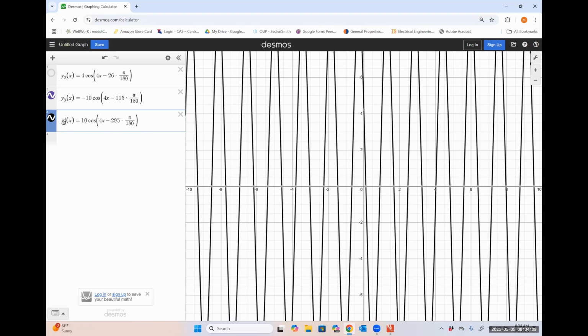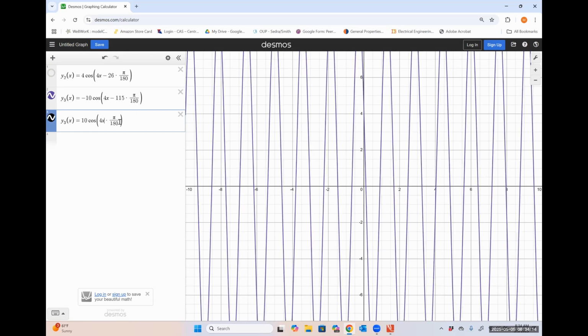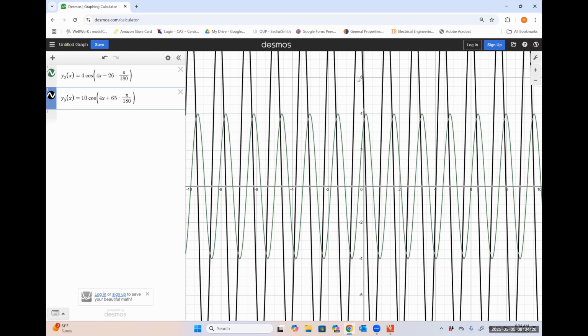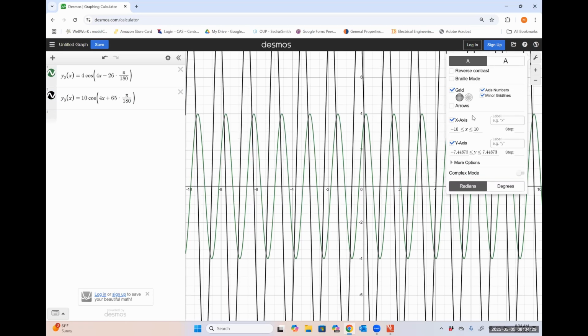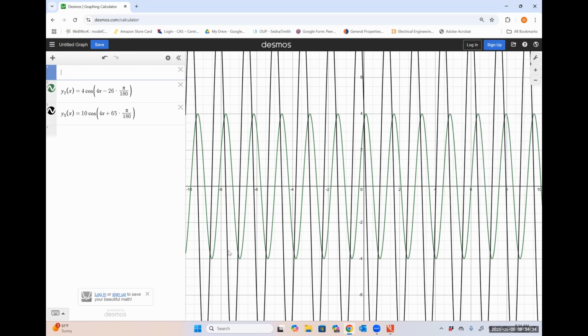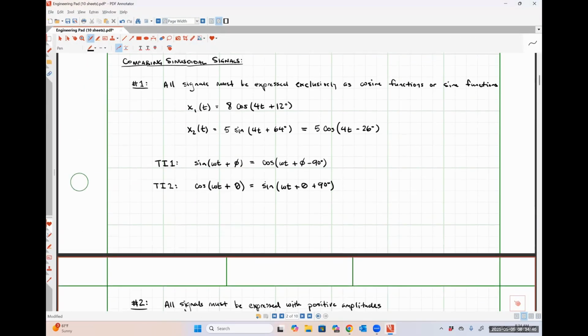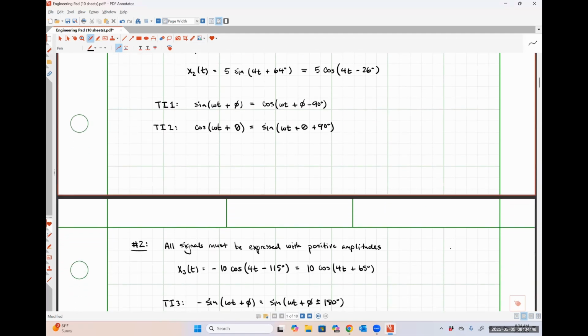So I'm going to change this guy to y3. I'm going to put this guy back at plus 65. And then I'm going to wind up just deleting this guy. So I now have these two signals. The last thing that I want to do here is put that y1 signal that we started with. 8, 4t plus 12.